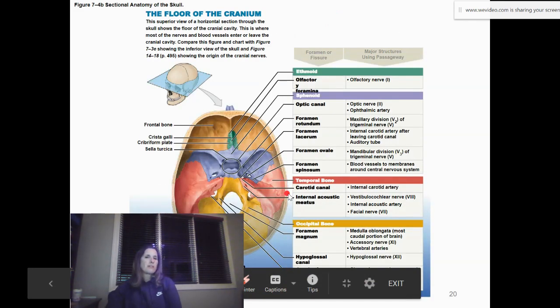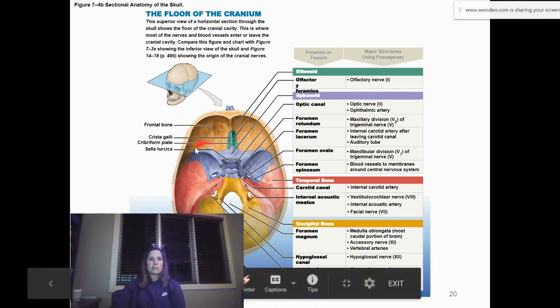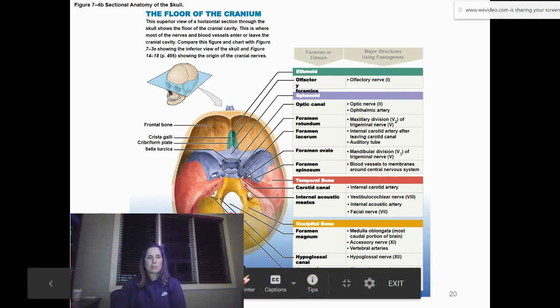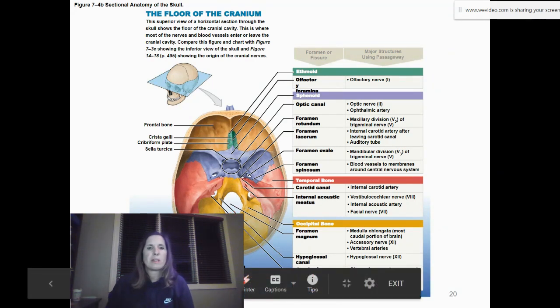And then this is looking at the floor of the cranium. This is a superior view. And so this is going to show you some important landmarks. So for example, here's our occipital bone, and here is the foramen magnum. Very important. Opening for the medulla oblongata. There's a lot of different nerves that pass through here into the spinal cord. All right, but you can see the different cavities within the cranium.